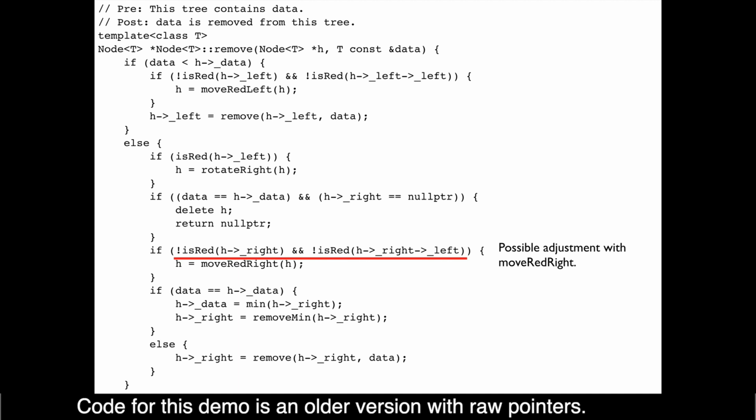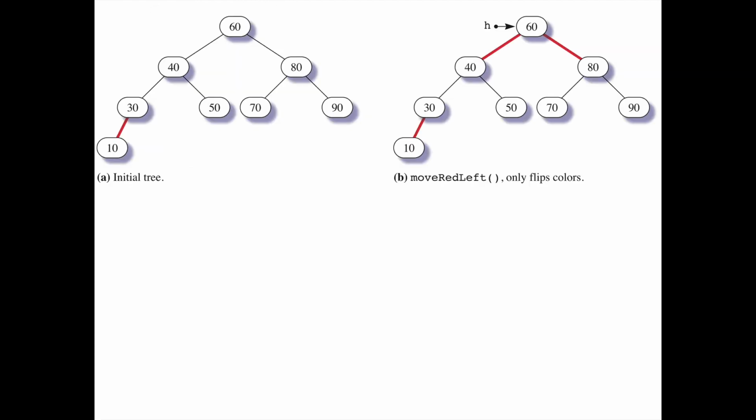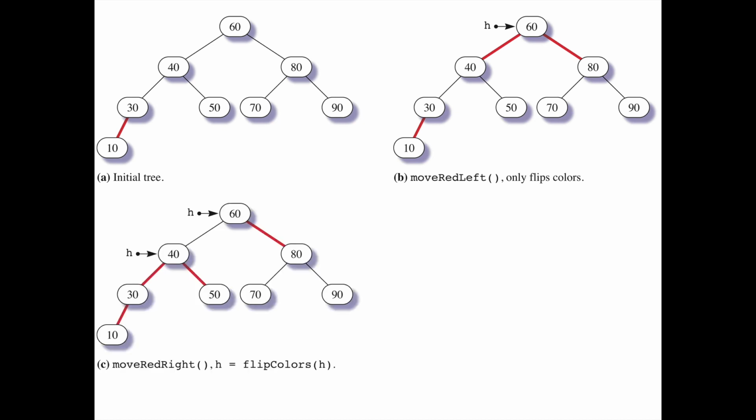So notice it says if not is red, h arrow right. So if h arrow right is black and h arrow right arrow left is black, we do h gets move red right. So notice that we are at 40, and h arrow right is black, which is the link from 40 to 50, and h arrow right arrow left is black, which is the link from 50 to its left nil node. So that's black. So now here's where we do the move red right. So what happens with move red right?